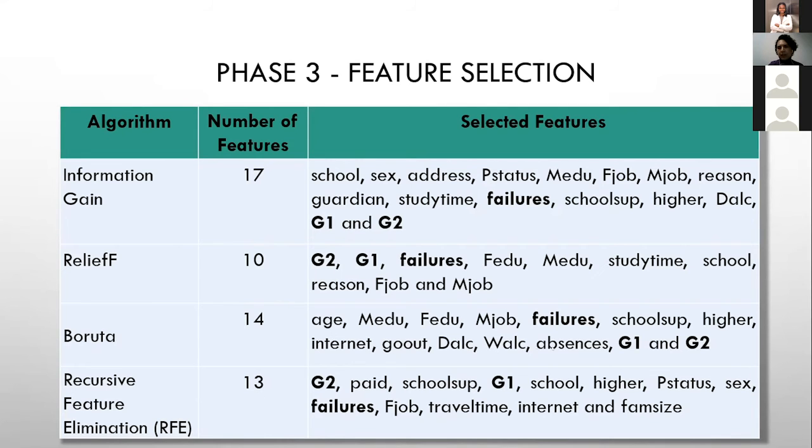These are the features that were selected by each algorithm. Some I put in bold, because they are exactly the same, like the 2 grades and the number of failures.